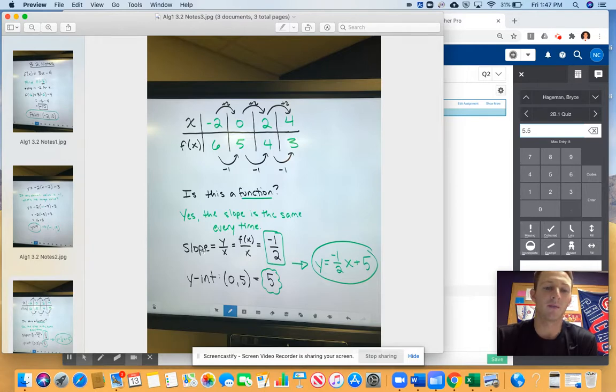And then our slope is going to be rise over run, which is the change in y, or f of x, over the change in x. And our f of x went down 1 every time, so -1 over 2. So we have our slope and our y-intercept. That's just when x is 0, our y is 5. So let's write that equation right there, and that's all we got.